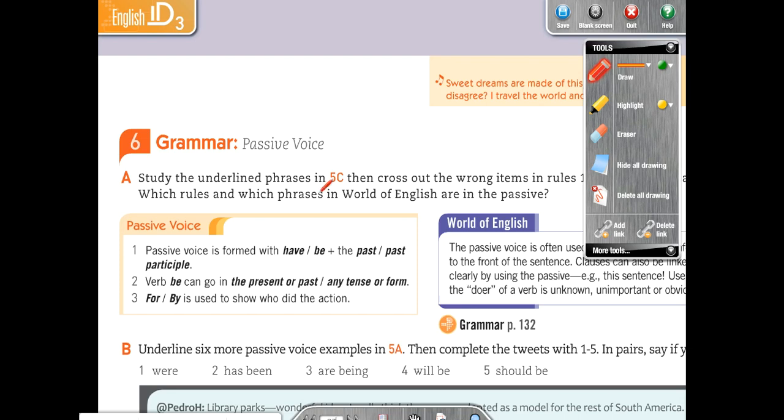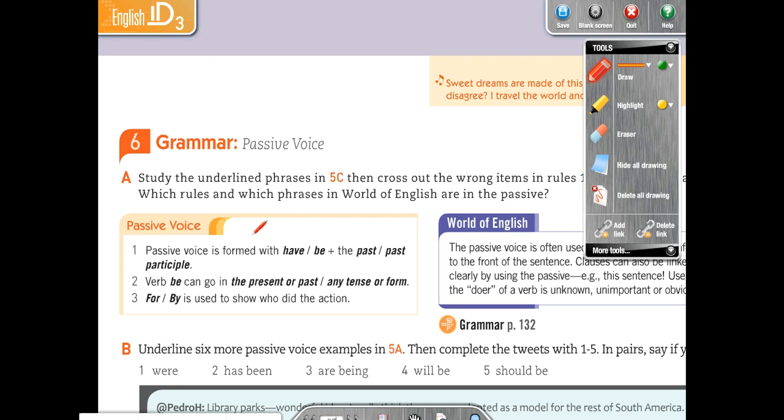Okay, so now we are going to cross out the incorrect part, the part that we don't need for the passive voice. Passive voice is formed with have or be plus the past or past participle. Please, before I put the answer, you cross out on your books or you write have or be. If you need to click on stop in your video, do it before. And the past or past participle of the verb.